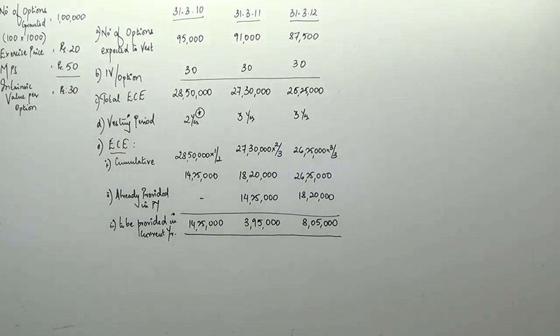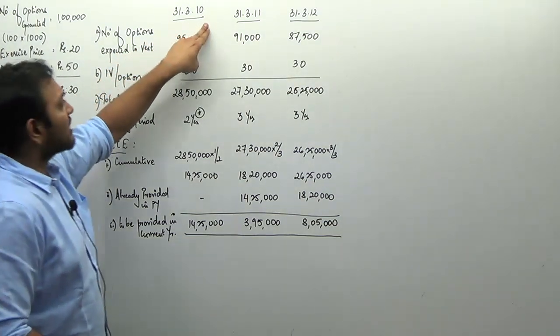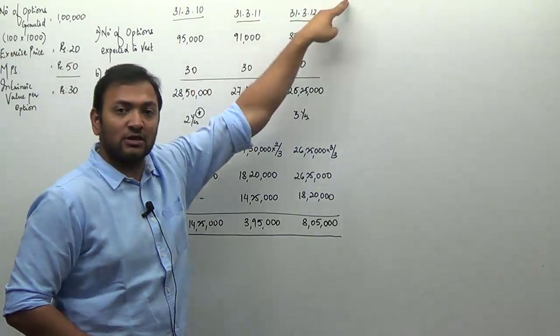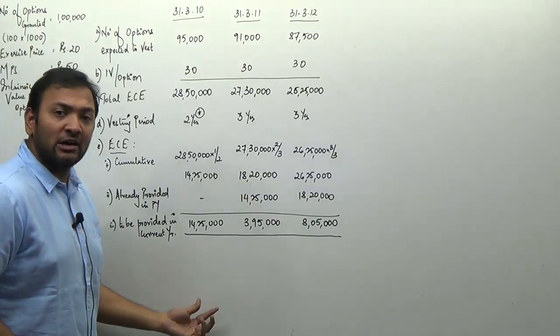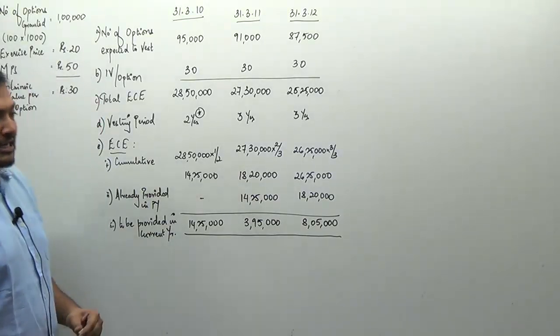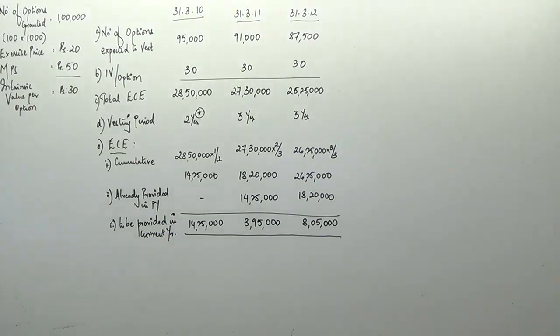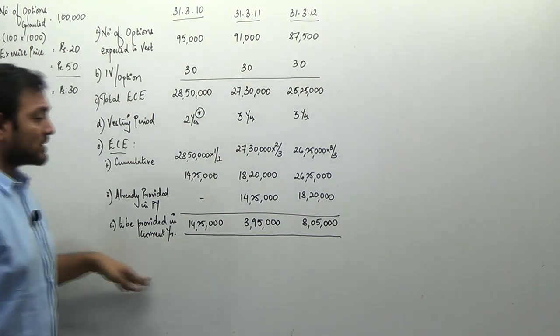Then if you are done, then you can go for the entries. Two entries at the end of each year. 31st March 2010, 31st March 2011, 31st March 2012. Two entries every year. Same entries. ECE to ESO outstanding, P&L to ECE. ECE is employee compensation expense. ESO outstanding is employee stock option outstanding account. Pass those six entries for 3 years.